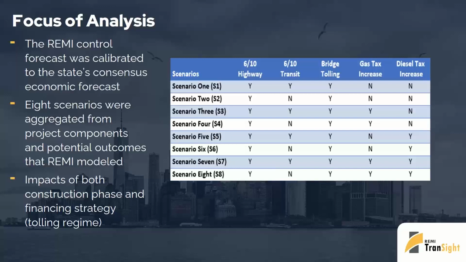Regarding scenarios 4, 6, and 8, they all have the same financing as scenarios 3, 5, and 7 respectively, but the difference is that they do not account for the $400 million in federal funding for the 610 transit development.